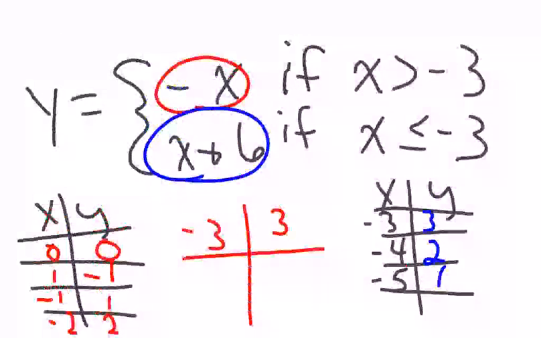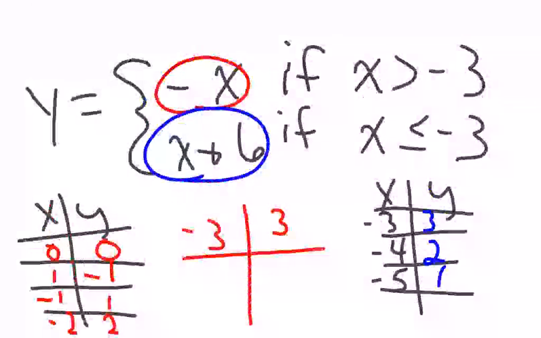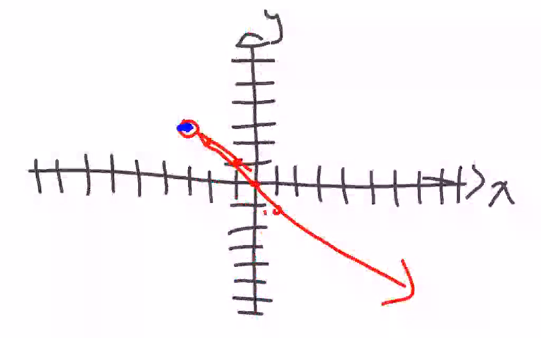And now we plot the other ones. So then we have negative 3, 3, just here. That's a closed circle because of the equal sign. Negative 4, 2. Negative 5, 1. And so this would be a piecewise function. It follows the red one if it is any numbers that go up to negative 3, and as low as negative 3 and then to infinity. And then it follows the blue line if it's negative 3 or smaller.